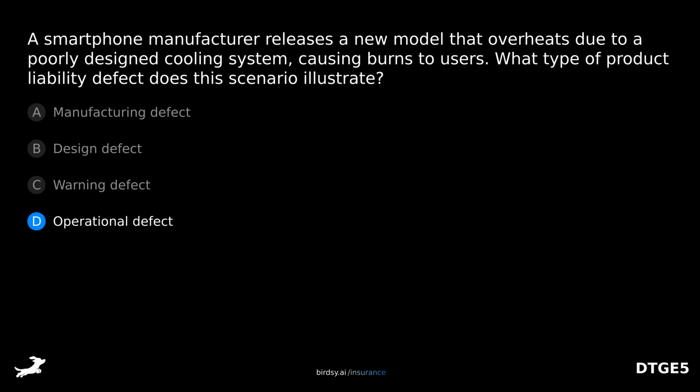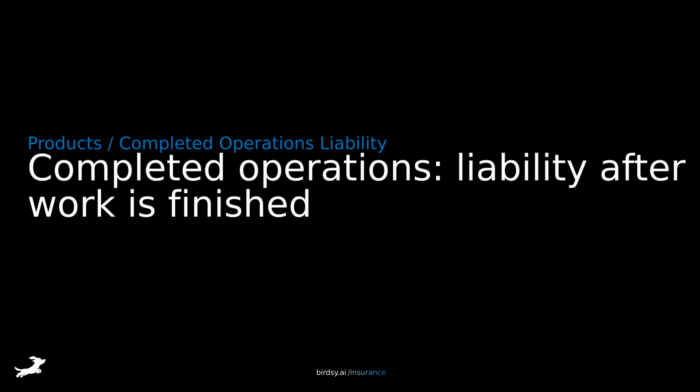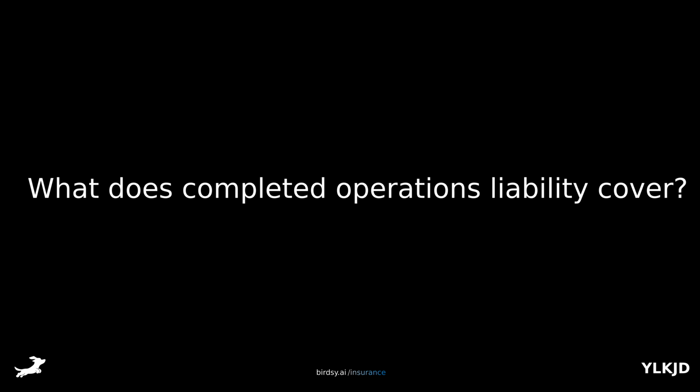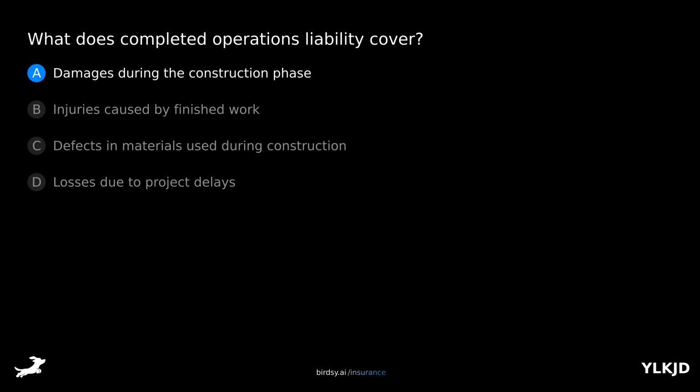Completed operations liability after work is finished. What does completed operations liability cover? Is it A, damages during the construction phase, B, injuries caused by finished work, C, defects in materials used during construction, or D, losses due to project delays? The answer is B, injuries caused by finished work.